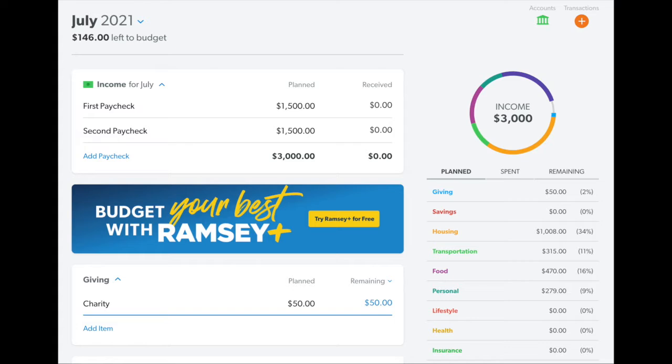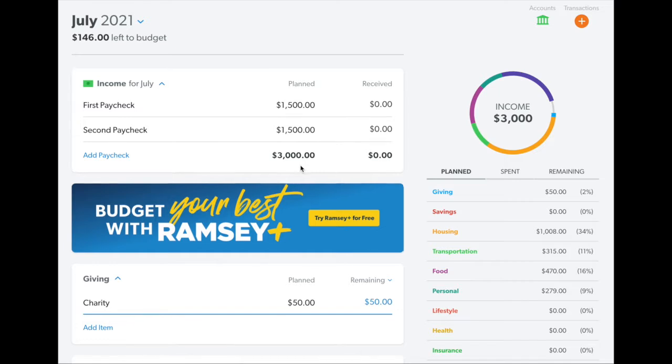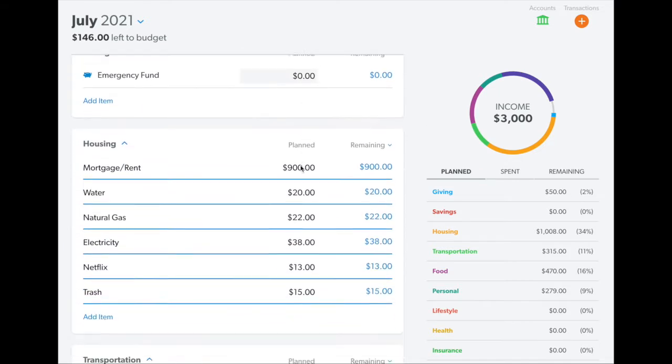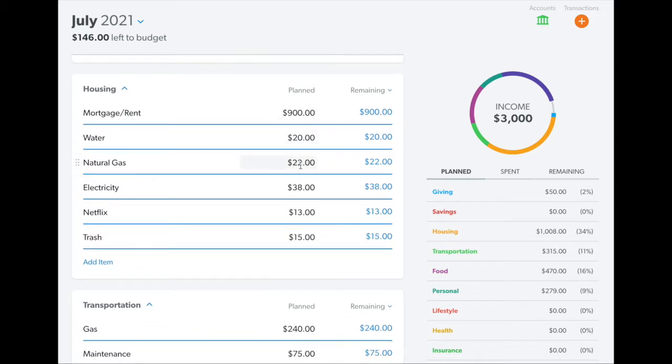All right, let me show you what I've done here. So this is what the app looks like. At the top here, you input your income. So my first paycheck is $1,500. My second paycheck will be $1,500 for a total of $3,000 planned income for the month. We'll skip giving for now. Let's say I decided that later, but I would go through and put in all of my bills.